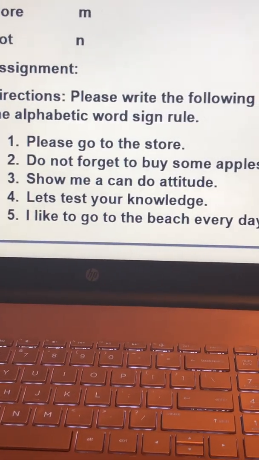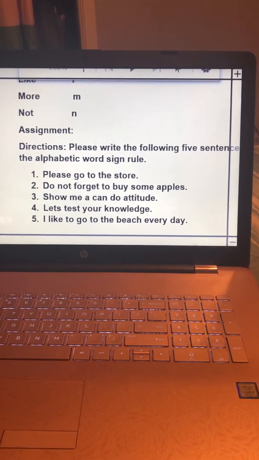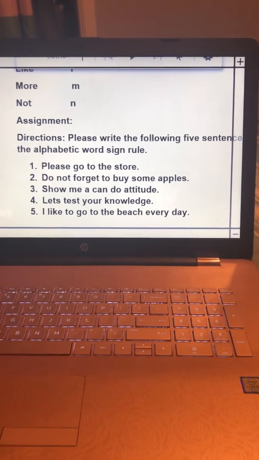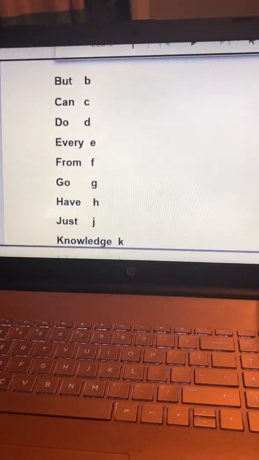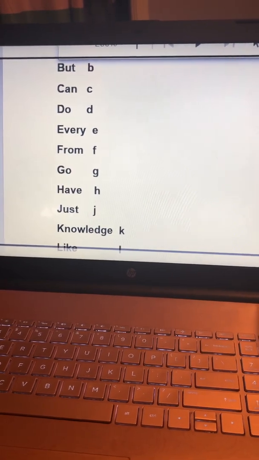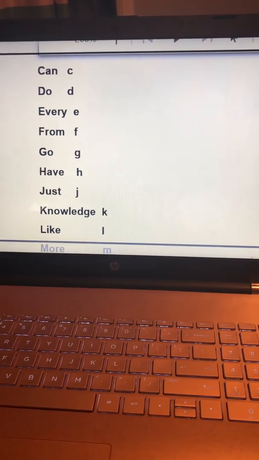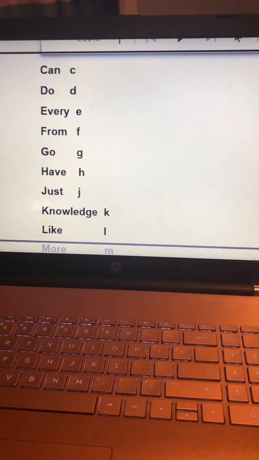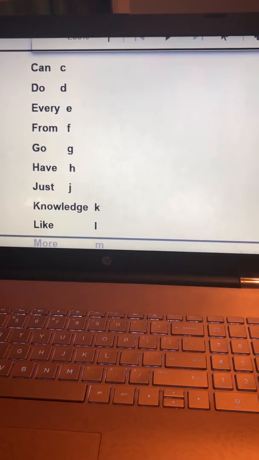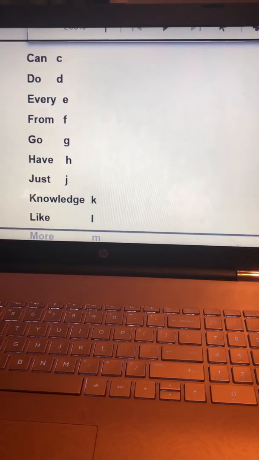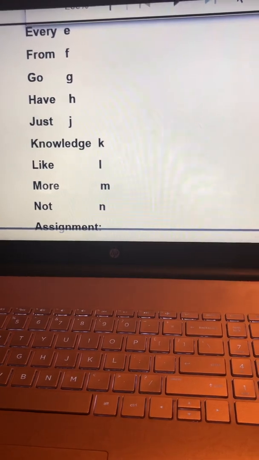So what you're going to do is, when you see a word that pertains to the alphabetic word sign, like go or to, you're going to refer back, and I'll go through it slowly again. But is just a B in Braille. Can is C. Do is D. Every is E. From is F. G is go. Go is G. Have is H. Just is J. Knowledge is K. Like is L. More is M. And not is N.